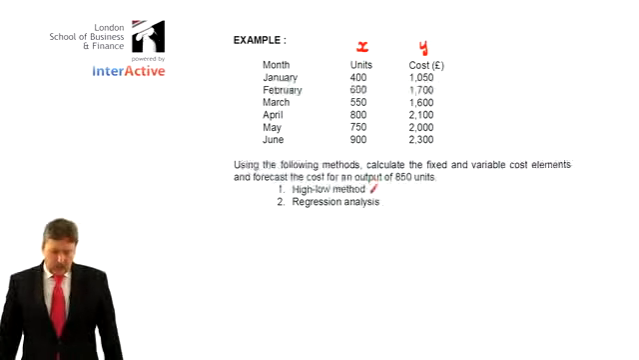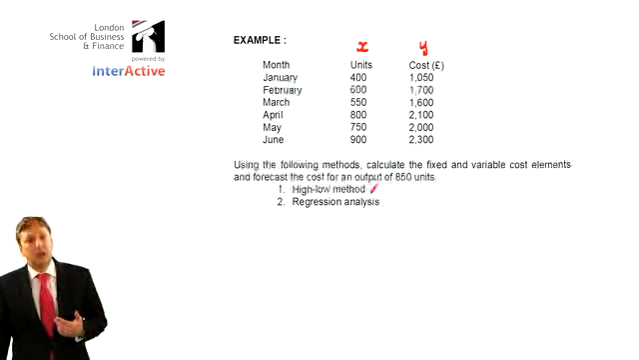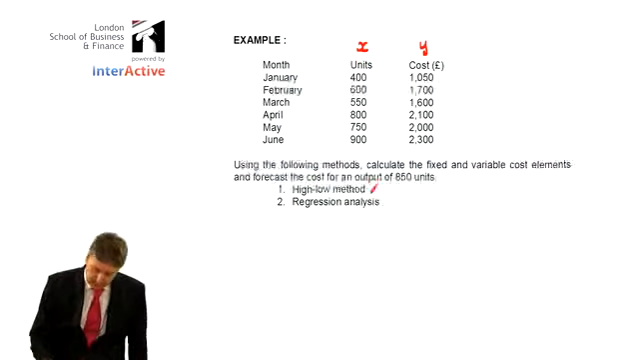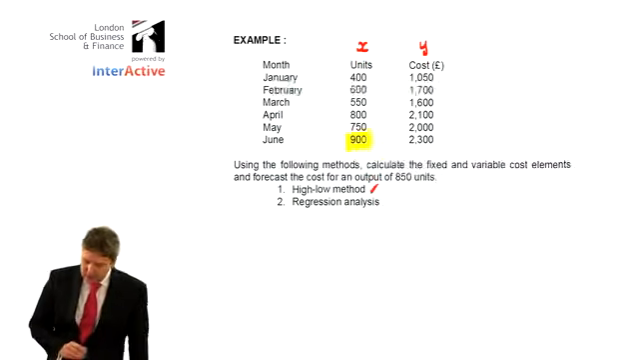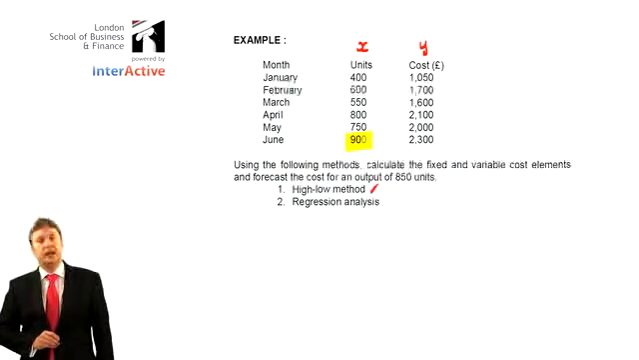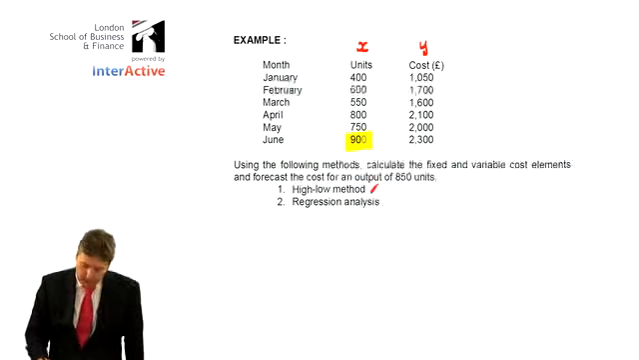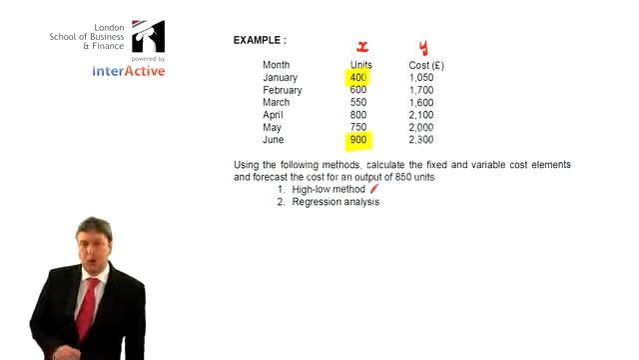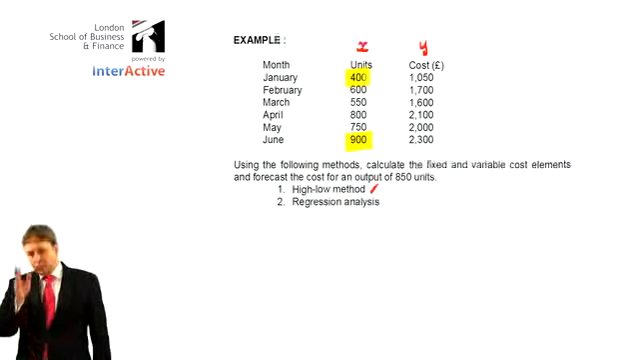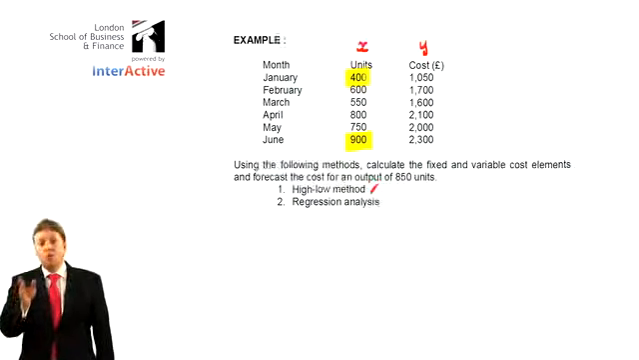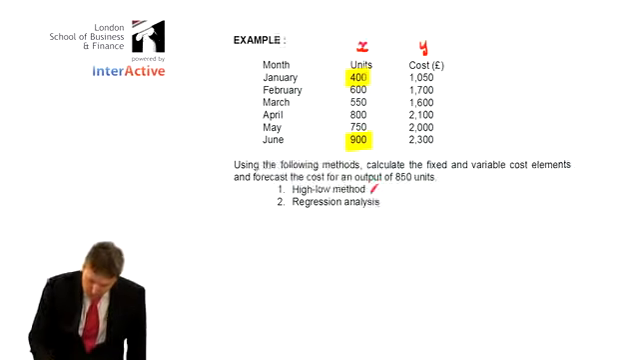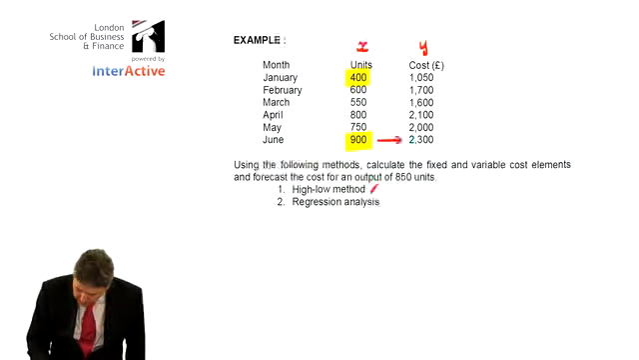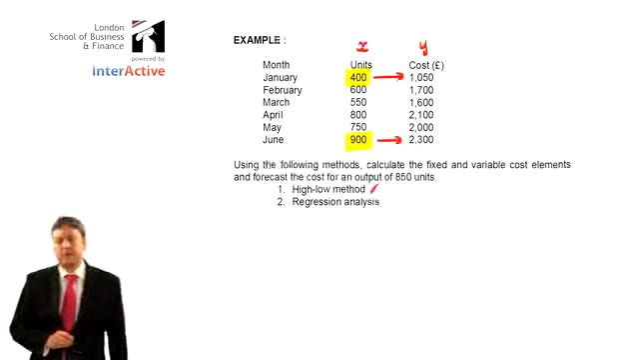If we're looking at the high-low method, remember, what we want are the high and the low levels of activity. The highest level of activity is 900 units, and the low level of activity, 400 units. Notice we look at the levels of activity rather than the cost. Once we've got the high and the low, then we will link in the associated costs.